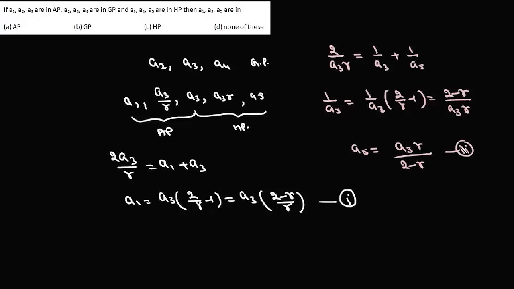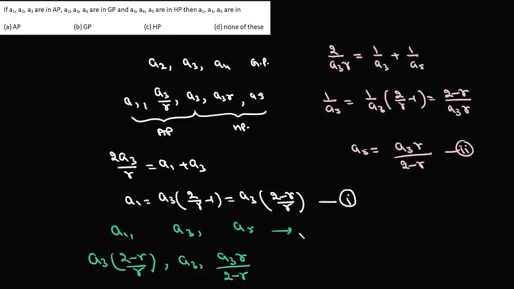Now it says A1, A3 and A5, they are in what? So we need to find A1, A3 and A5. Now A1 actually is A3 times (2 minus R) upon R, then we have A3, and A5 is A3R upon (2 minus R). Now if we multiply them, we'll get A3 square. So basically these three numbers are in GP, and that's your option B.